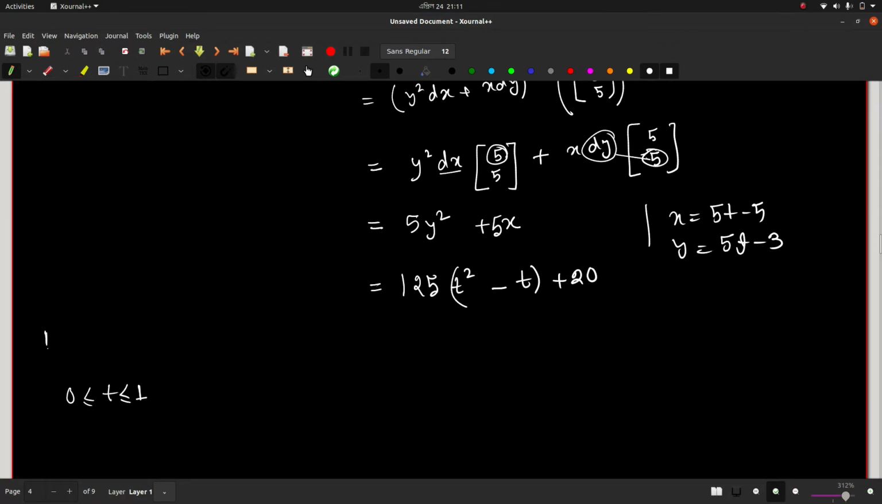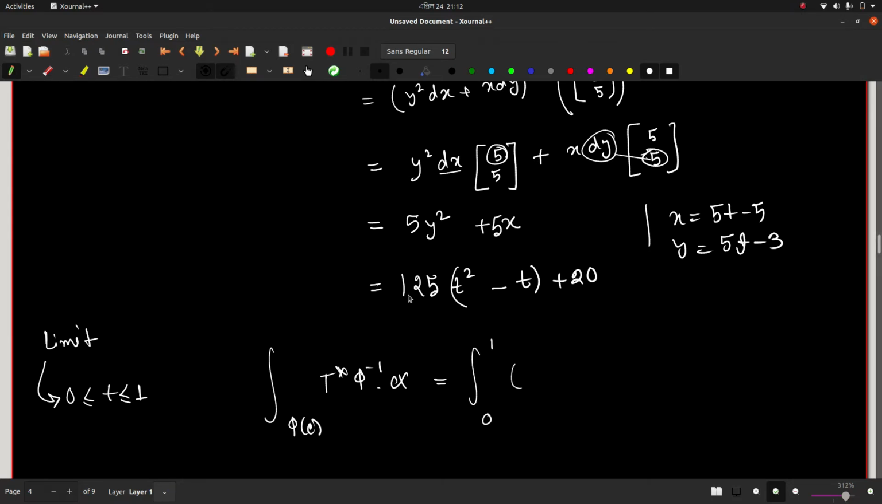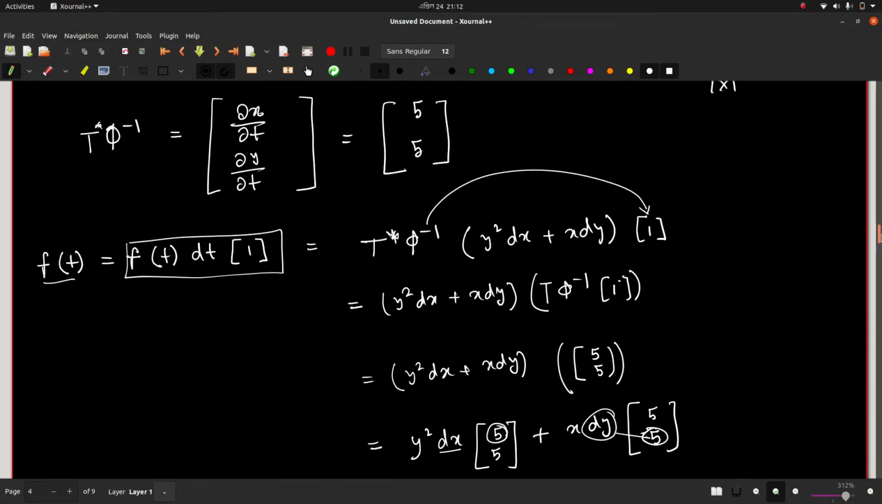This is how the limit is set, let's say, and we want to compute this phi of c, and this c here actually means a line integral. So this t star phi inverse 1 alpha is nothing but an integral from 0 to 1 of this quantity over here, 125t squared minus 125t plus 20 dt. And this is a simple integral, and you can evaluate it to know that the answer is just minus 5 by 6.